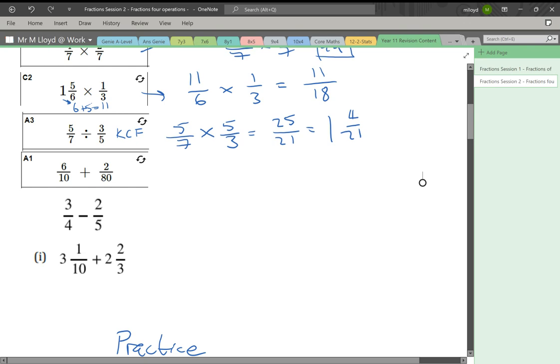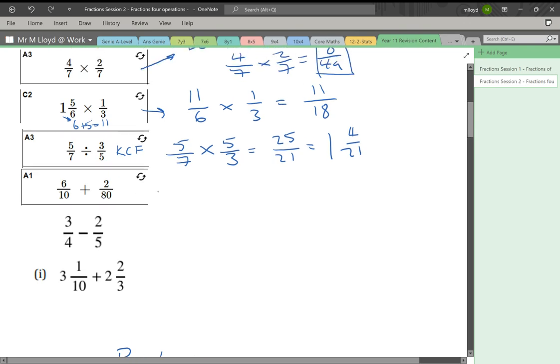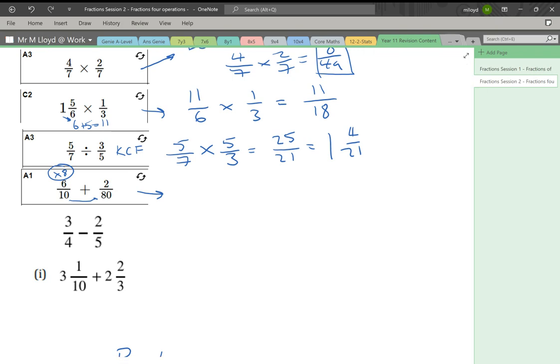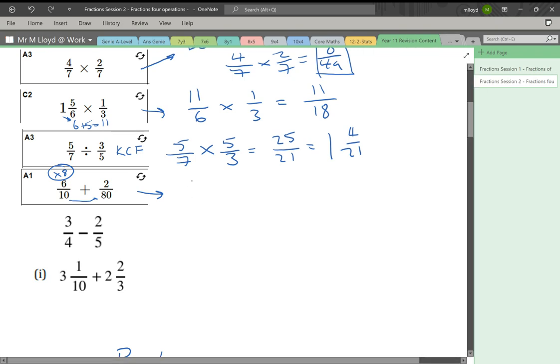Okay, moving on to the next one, adding. We need to have a common denominator. Now, for some of these questions, we can sort of see a shortcut. In order to get from 10 to 80, we can multiply by 8. For adding and subtracting, we need to have the denominators the same in order to do that. So 6 times by 8, 48. 10 times by 8 is 80.